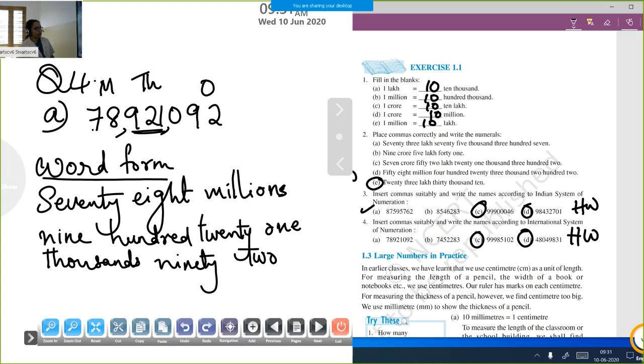Next one, question number 2. The teacher is moving to question number 2. Shall I go? You completed, right? 78 millions, 921 thousands, or we can also write 78 million, 921,092. Okay? Next we are going to the second question. The teacher is changing the board.